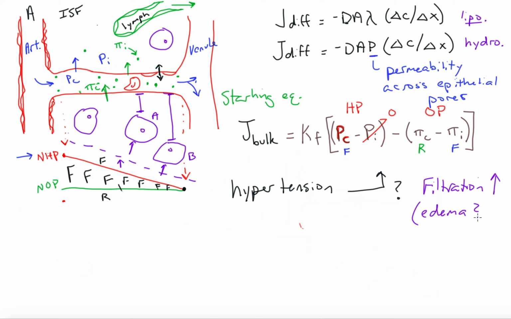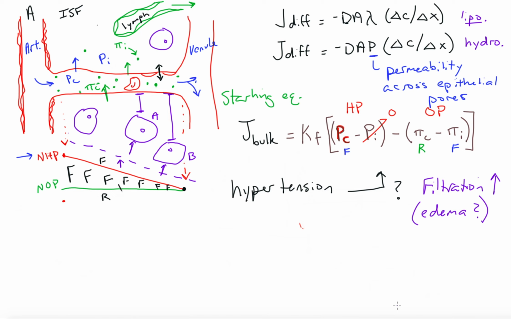Again, if lymph flow can't keep up, edema is that interstitial swelling that we would get if we had excess fluid there. It is a common side effect of severe hypertension.